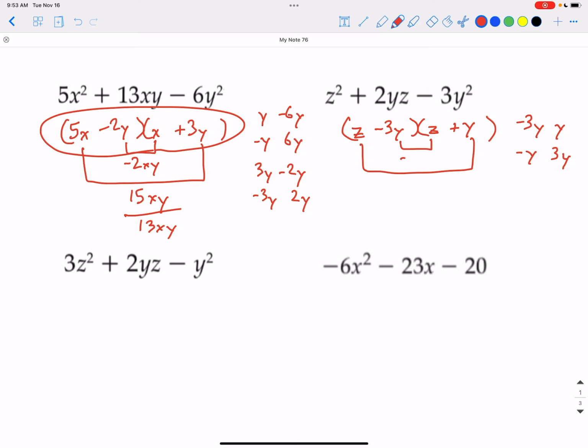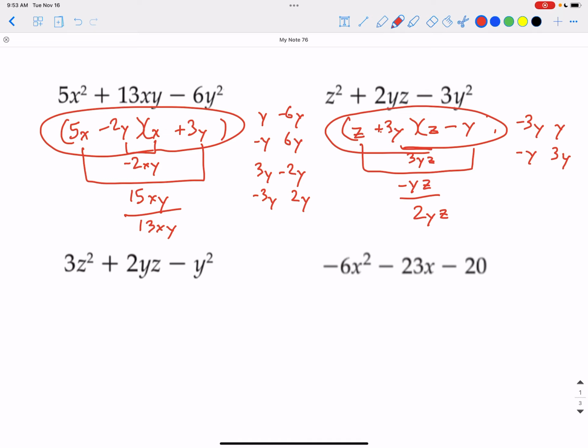The inside terms is negative 3yz. The outside terms is just yz, and that adds up to negative 2yz, but we need a positive 2yz. So the quick fix is that I do have the right numbers, but I have the wrong sign. So let's change the negative 3y to a positive 3y, and then change the positive y to a negative y. So that gives me inside terms of positive 3yz and outside terms of negative yz, which will add up to positive 2yz. So this is the correct factorization on that one that I just accidentally tried to erase, but hopefully you can still see it.